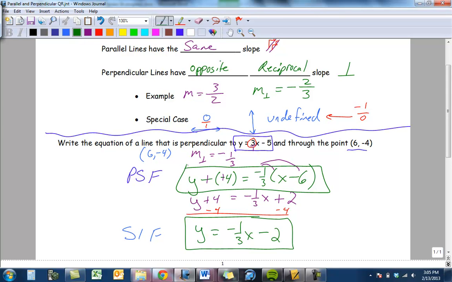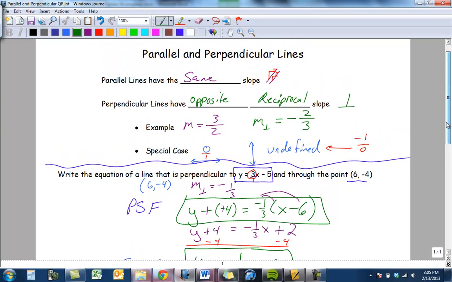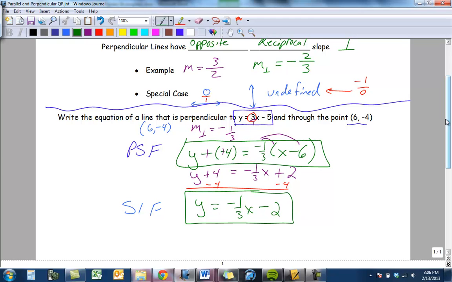So the big ideas here, parallel lines have the same slope. Perpendicular lines have the opposite reciprocal slope. Opposite means positive to negative. Reciprocal means you flip the fraction. There's a special case. Horizontal lines have a 0 slope. Vertical lines have an undefined slope. And then if you're given a problem like this, identify the slope. If it's parallel, then you use the same slope and use the point that's given.